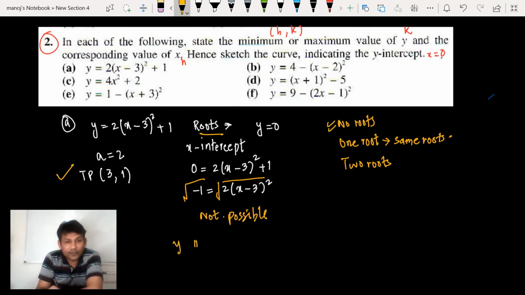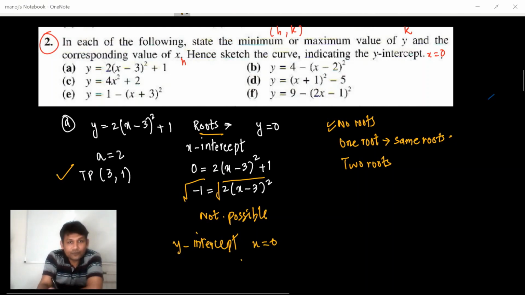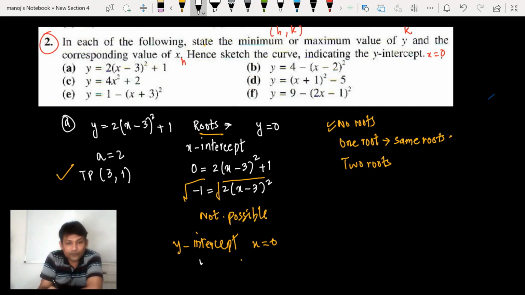The y-intercept is when x is equal to 0. Okay, when x is equal to 0, we write x is equal to 0. So y equals 2 times 0 minus 3 whole square plus 1. Y equals 2 times 3 square, which is 9, plus 1, and finally 9 times 2 is 18 and plus 1 is 19. So 0 comma 19.